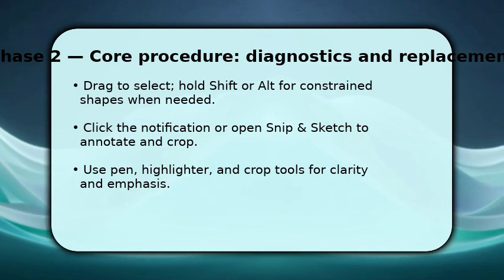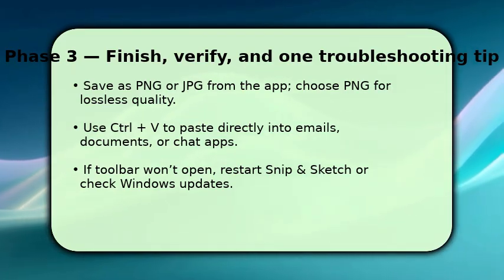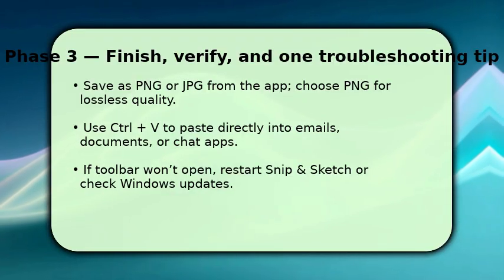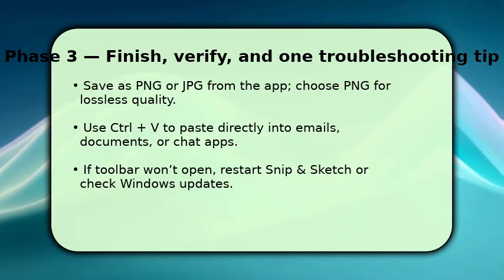Finally, save your image with File, Save As, and pick PNG for sharpness or JPG for smaller size. Then share by dragging the file or pasting with Ctrl+V into your destination. If you need versions, use Save As to keep originals.